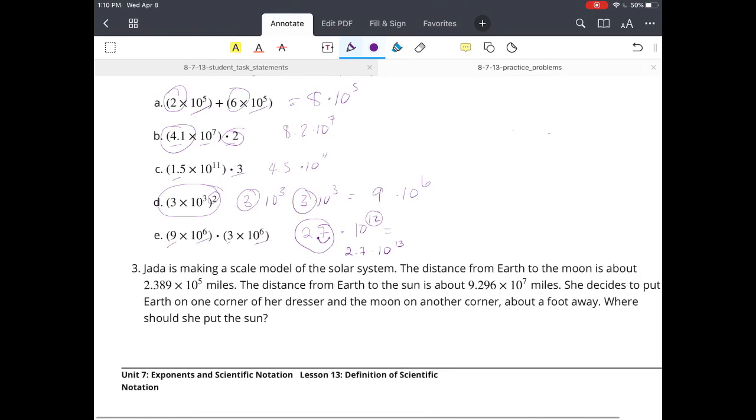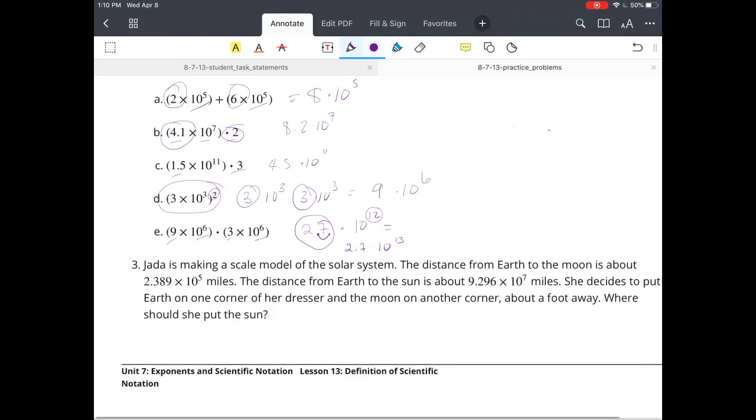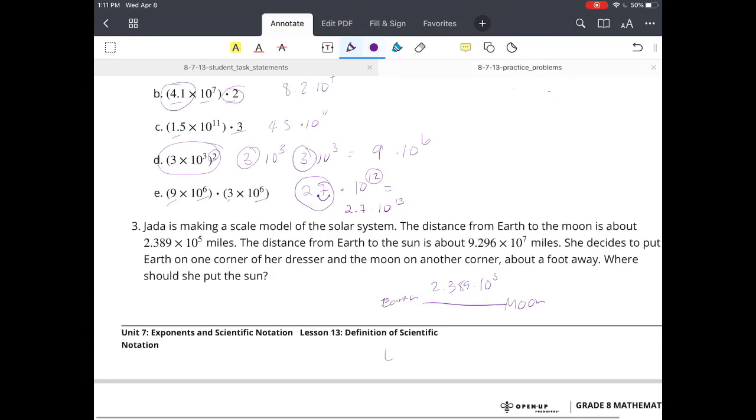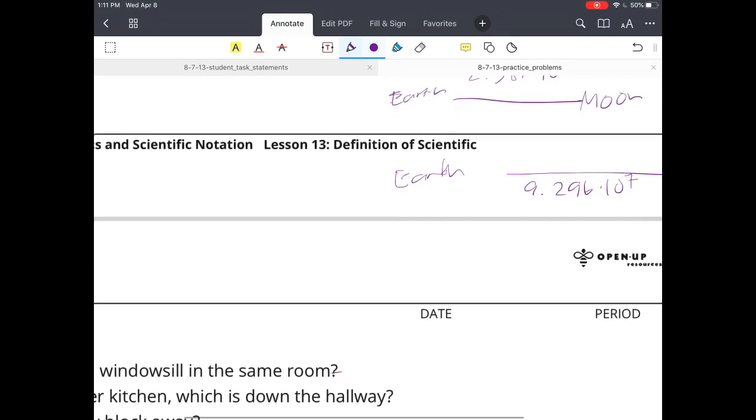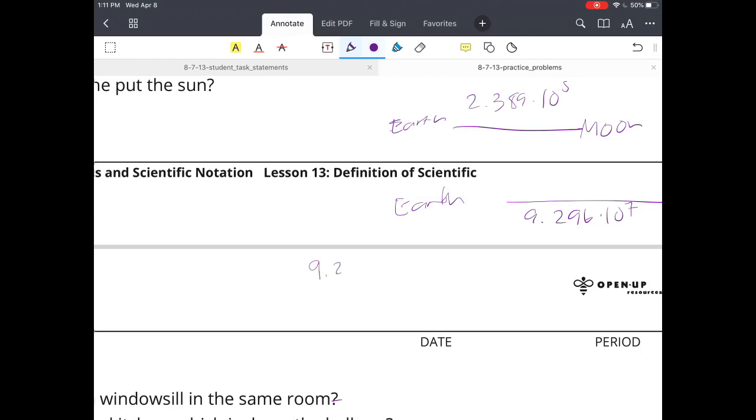Let's do this. So we have that the Earth and the moon, this distance is 2.389 times 10 to the 5th power. But we also have that the Earth to the sun is 9.296 times 10 to the 7th. And it's asking us how many times bigger is one over the other. If you want to find that out, you have to divide the two numbers, okay? 9.296 times 10 to the 7th over 2.389 times 10 to the 5th.